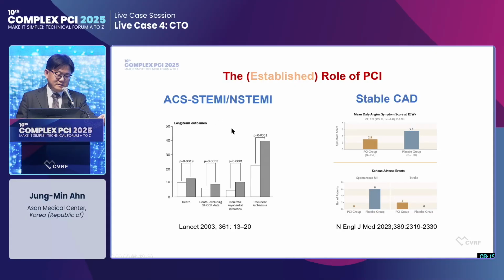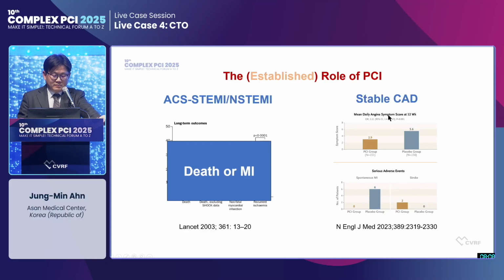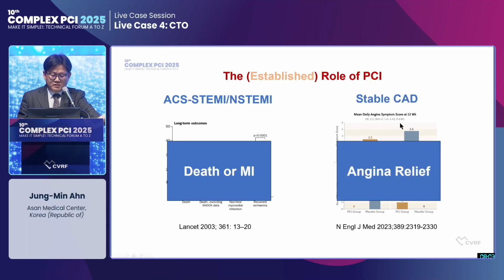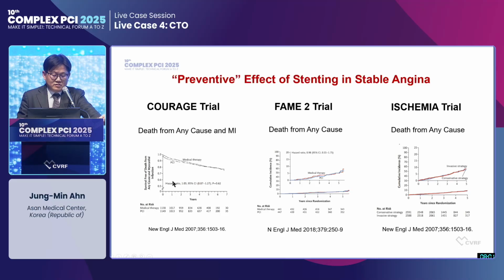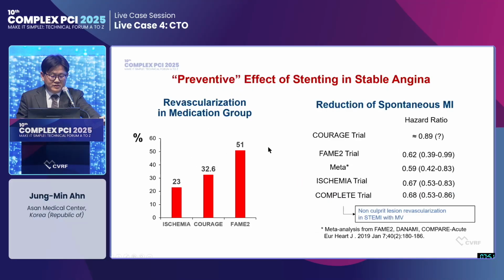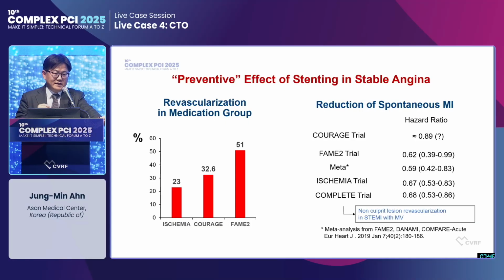In ACS, STEMI, non-STEMI, the role of PCI is to reduce death or MI. But in stable angina, the major goal of PCI is angina relief. Based on at least 3 randomized trials, COURAGE, FAME 2, ISCHEMIA trial, there was no difference regarding mortality, PCI versus medical treatment. But I want to emphasize the benefit of PCI in stable angina. In this study, the crossover rate was up to 51%.